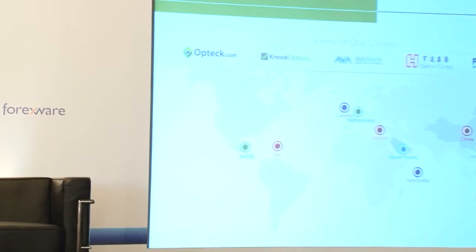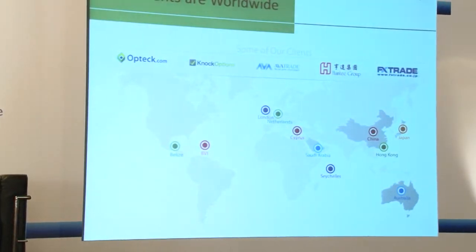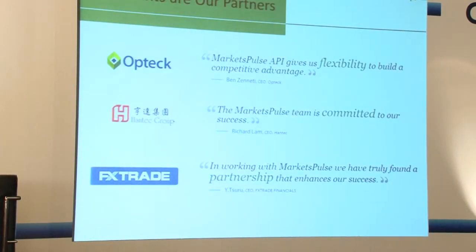Okay, these are a few of our clients, as you can see here: Optech, Ava, Huntech, FX Trade, located globally. Maybe we can give a few examples about our clients. When Optech came to us and wanted to work, they had their own understanding and their own way of how they wanted the business to work, especially in terms of client management, lead management, etc. At that stage, all the platforms were closed. Nobody provided an API or the ability to adjust the platform to their needs.